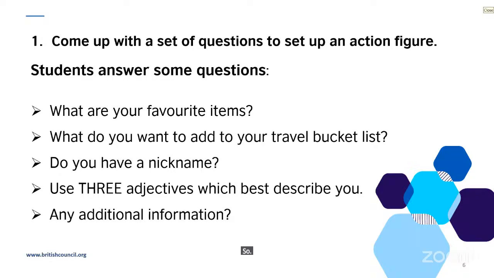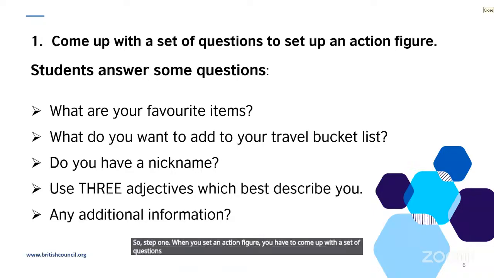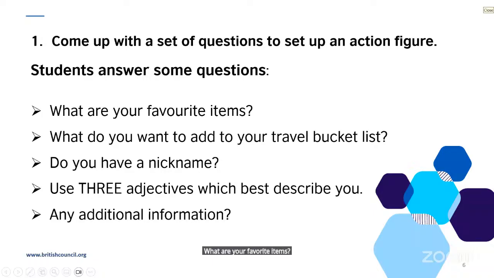So step 1, when you set up an action figure, you have to come up with a set of questions. And students can answer some questions like, what are your favorite items? What do you want to add to your travel bucket list? Do you have a nickname? Use 3 adjectives which best describe you. Any additional information?